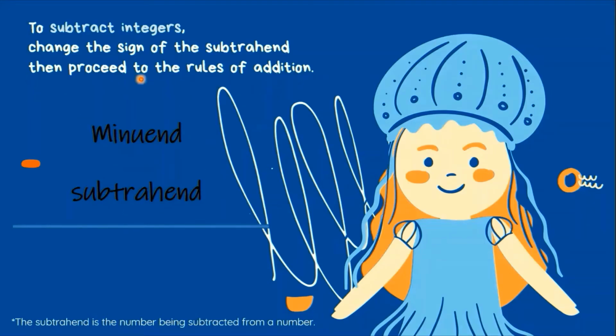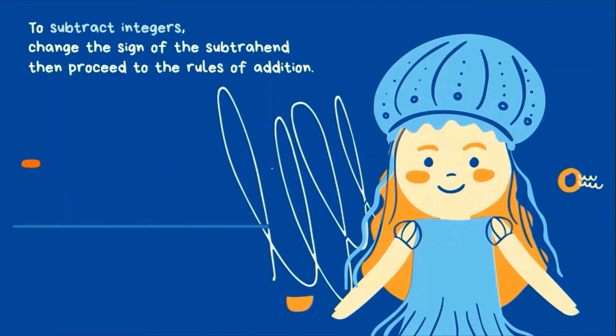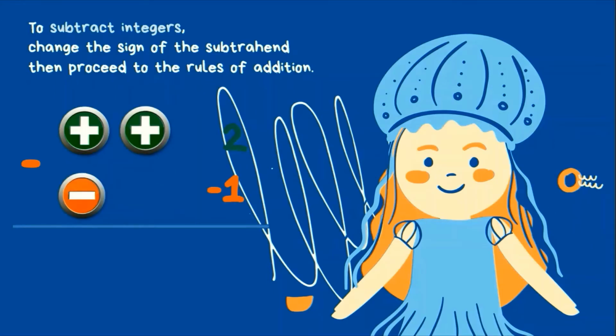Kaya kailangan nating malaman kung sino sa kanilang dalawa ang subtrahend para alam natin kung sino yung tamang number na iibahin ang sign. At syempre, pag tayo ay nag-subtract, ang sagot ay difference. Let's have an example. If we have here positive 2 minus negative 1, sundin natin yung rule ng subtracting integers.